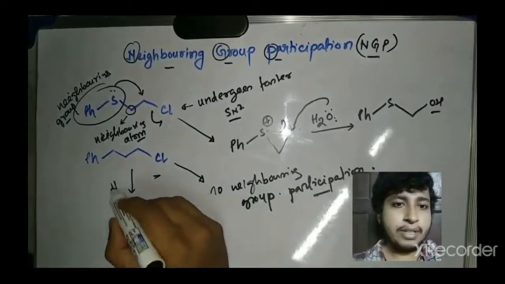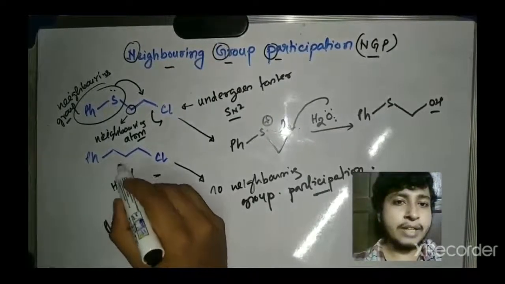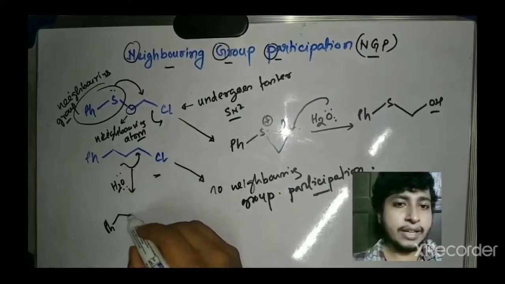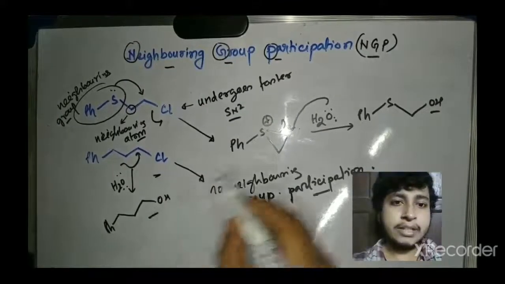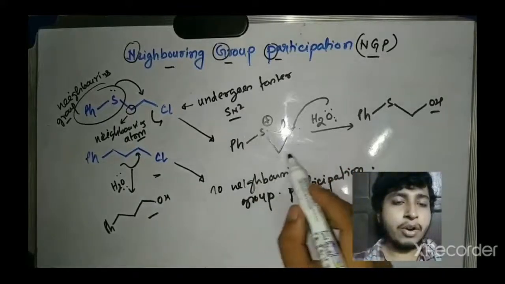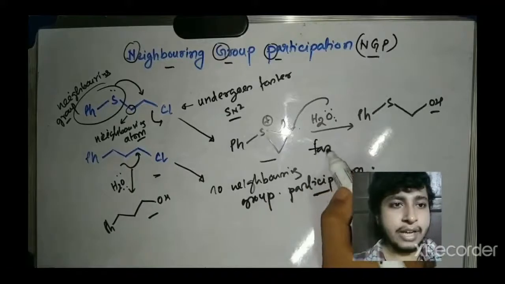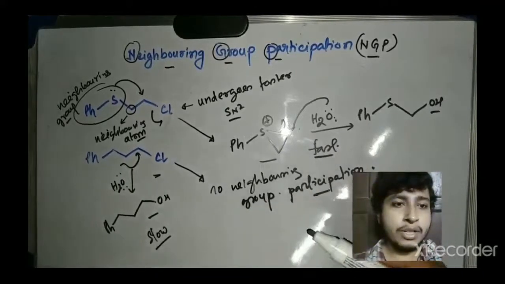And if in this case the nucleophile, suppose H2O, is added, then what will happen? It will attack directly at the reactive center, and it will go through an SN2 type of reaction, and we will get this product. And for NGP we will always get a faster reaction rate. The reaction rate is fast for NGP and slow for non-NGP.